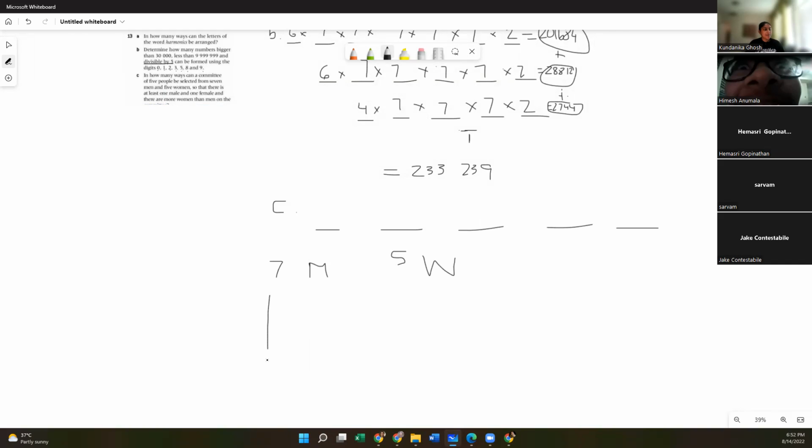So now what I'm going to do is draw a little chart. Remember, a key thing in this is that there's at least one male and one female, but there are more women than men on the committee. So out of 5 chairs, if there's going to be more women than men on the committee, that means that either 3 of those chairs are women or 4 of those chairs are women. Correct? Everyone understand that? Or do we want to go back?